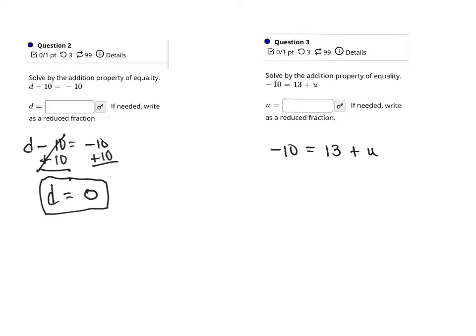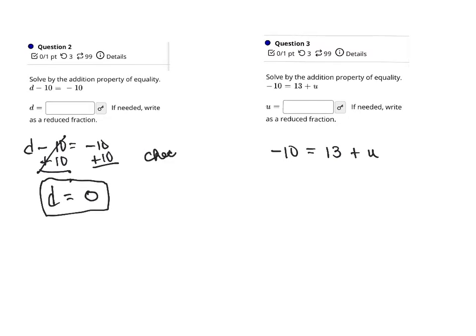Now, you can always check, and I just want to show you how to check, and I'll do some checks on some of these today. So to check it, you replace the d with 0. So this d will become 0 minus 10 equals negative 10. So you're just simplifying. This stays negative 10. 0 minus 10 is negative 10. Well, that does equal, so that checks.